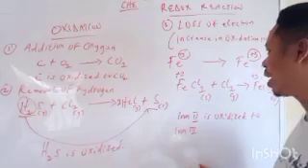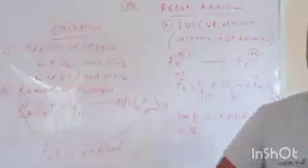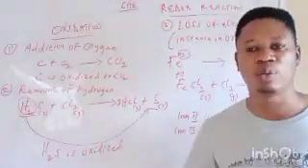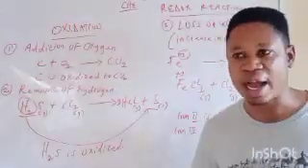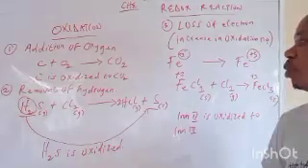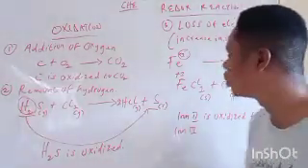So if you can't calculate the oxidation number of an atom, you may not be able to determine when that atom is oxidized or reduced. Now, I will go to the next concept, which is reduction.